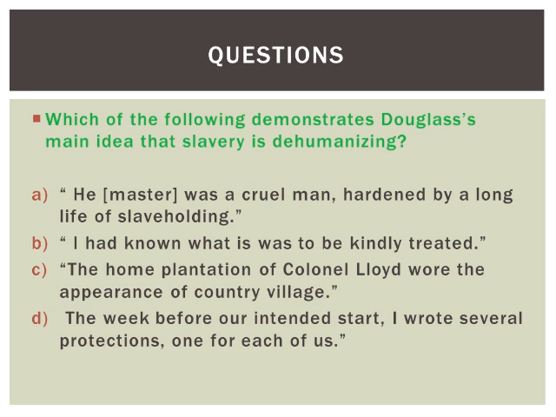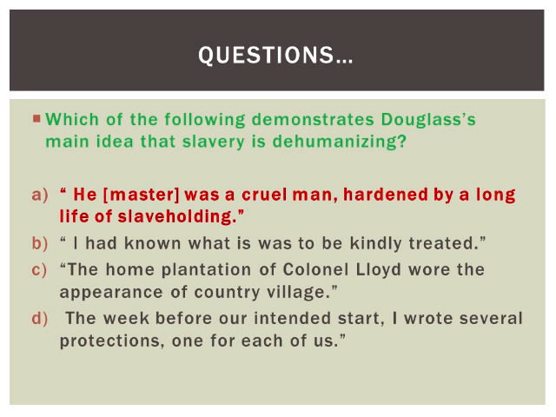Okay, so master was a cruel man, hardened by a long life of slave holding. So when he looked at a slave, he didn't look at a person. It was just another animal, another part of his property. That is correct. So the master, the overseer, we're going to see as we're reading what type of men they turn into as they become slaveholders.